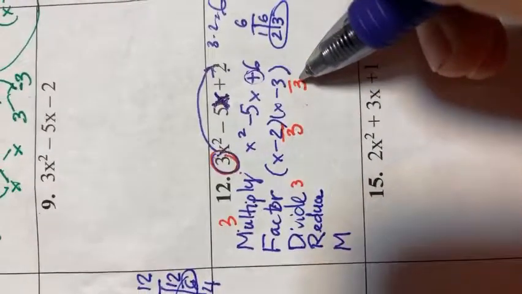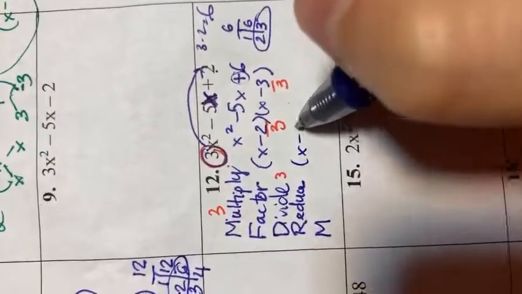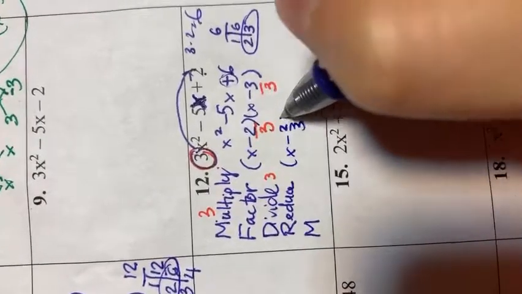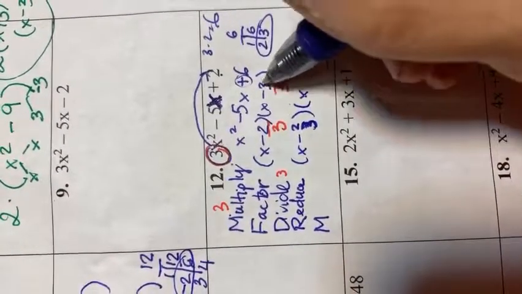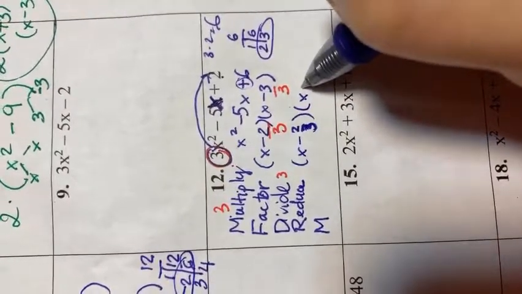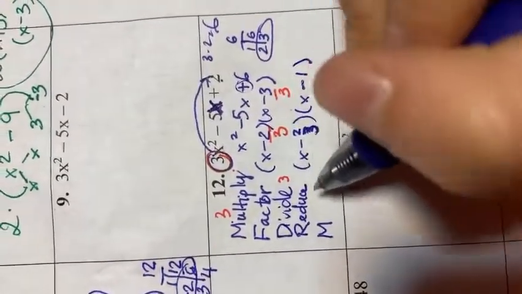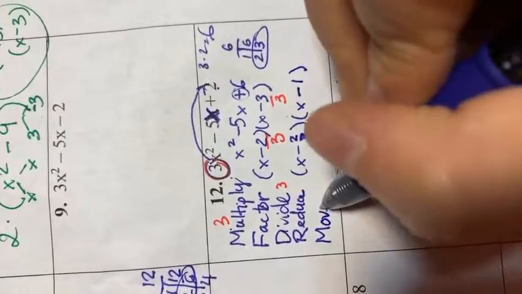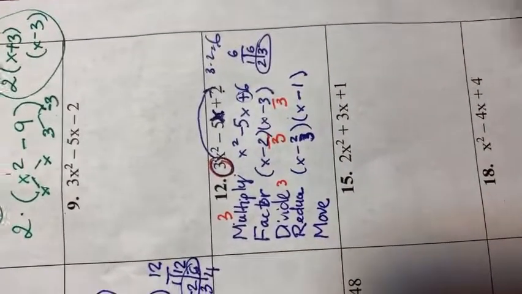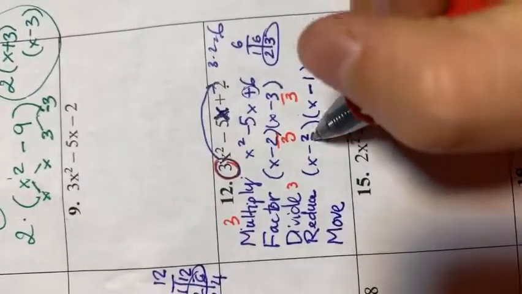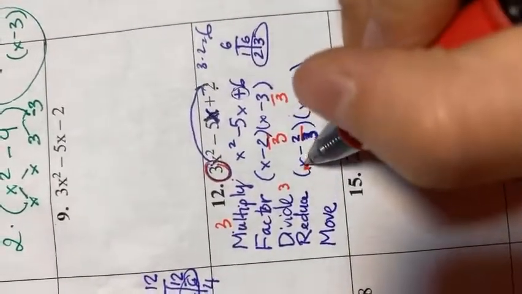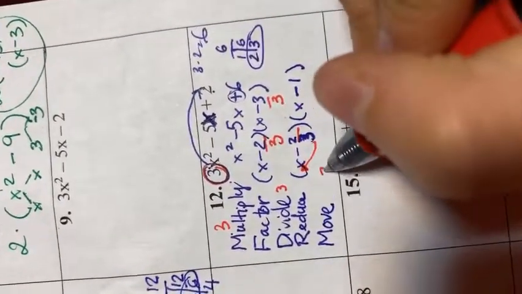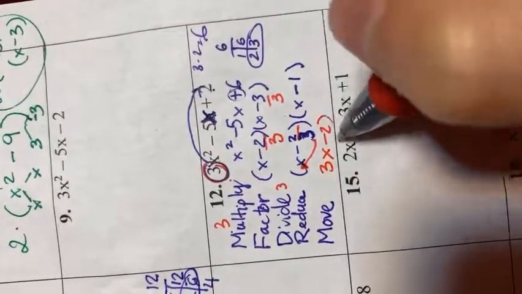And then over here we have 3 over 3. 3 over 3 can be reduced into 1. Right? 3 divided by 3 is 1. So we're going to have x minus 1. And last step, we have move. By this, I mean whatever is at the bottom, whatever is at the denominator, you move it up here in front of the x. So that would be 3x minus 2.